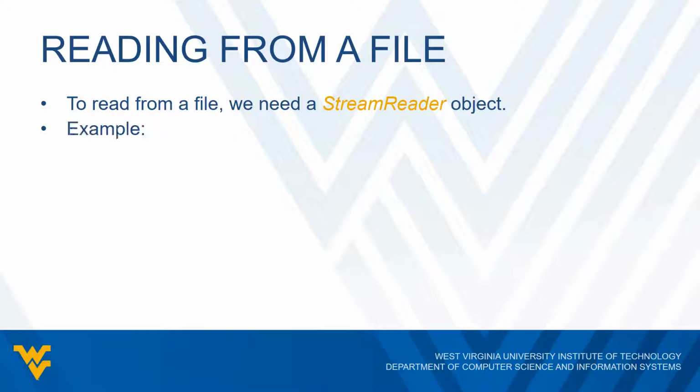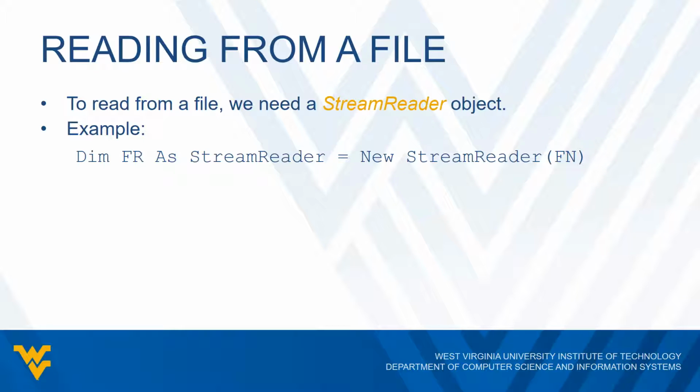So let me give you a simple example of how we would use it, and what you're going to see is it looks a lot like the Stream Writer class and Stream Writer objects. So here we'll create a variable called fr, and this is going to be a type Stream Reader, and then we would call the appropriate constructor. So we'll set this equal to new StreamReader. Here we're going to assume that fn is the string that contains the file path, and once we've done this, then we can use the appropriate methods for reading the file.